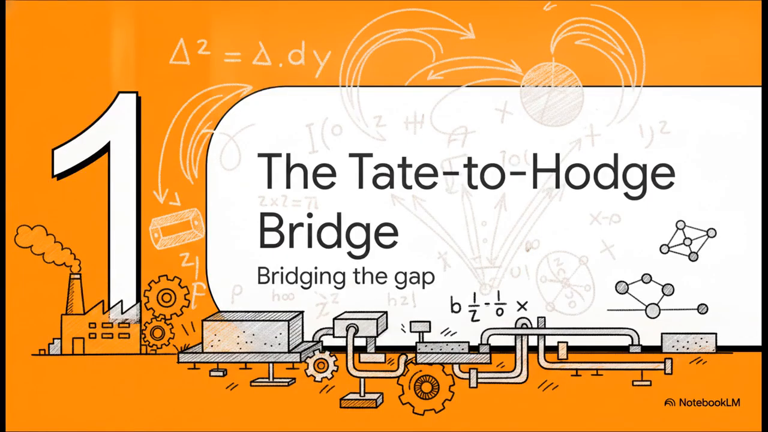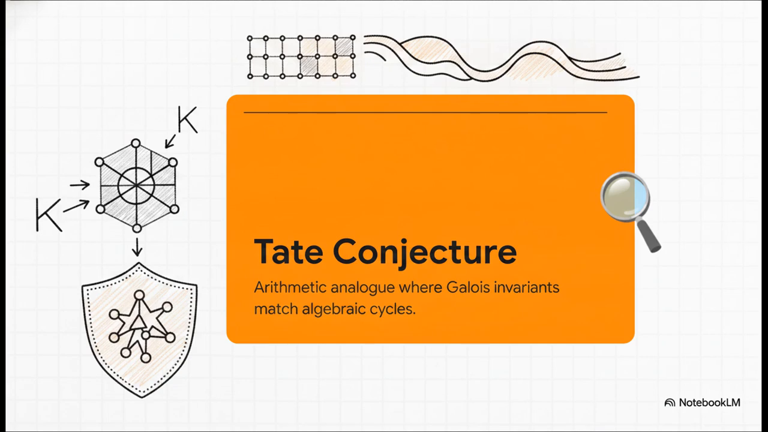Let's start with stage 1, the Tate to Hodge bridge. Before we can even talk about the continuous complex Hodge structure, we have to lay down our arithmetic base, right? That's where the Tate conjecture comes in. Think of it as the arithmetic analog for Adelic homology over global fields. It essentially asserts that the subspace of vectors remaining invariant under the global Galois group identically matches the space of algebraic cycles. This gives us the exact, rock-solid foundation we need before we transition into continuous geometry.